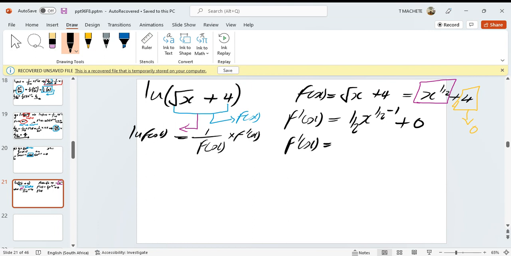So you write it nicely. You say 1 over 2, then you say 1 over 2 minus 1. So you're going to get minus 1 over 2. x to the power minus 1 over 2.